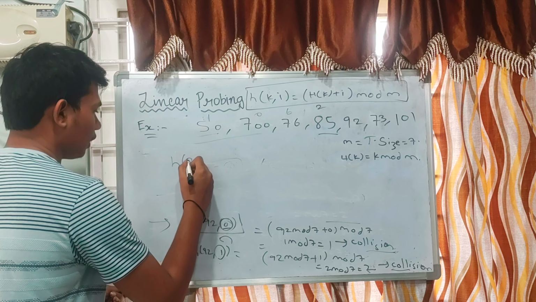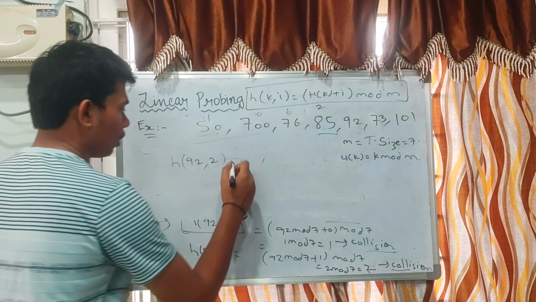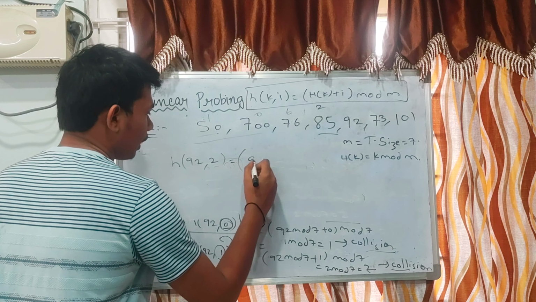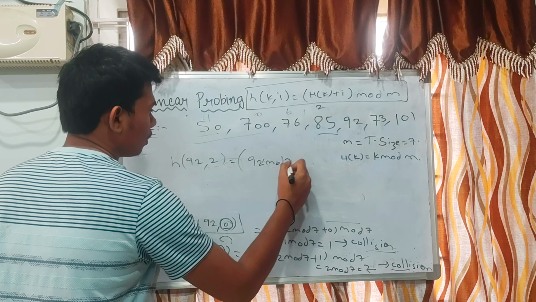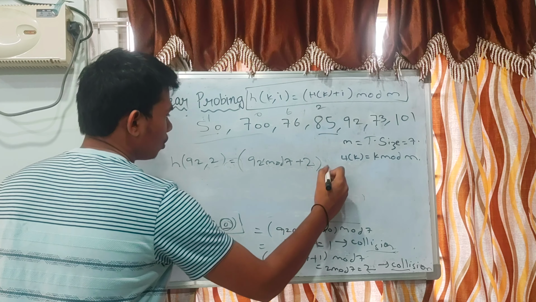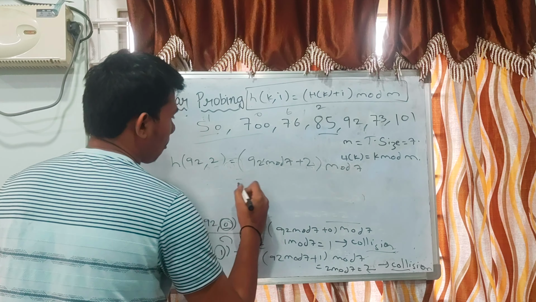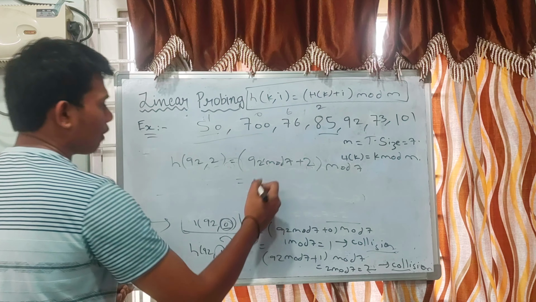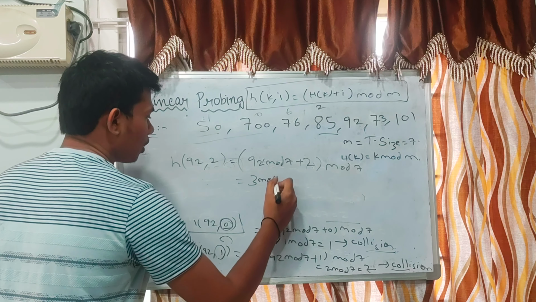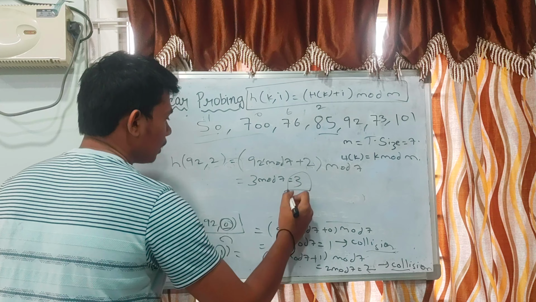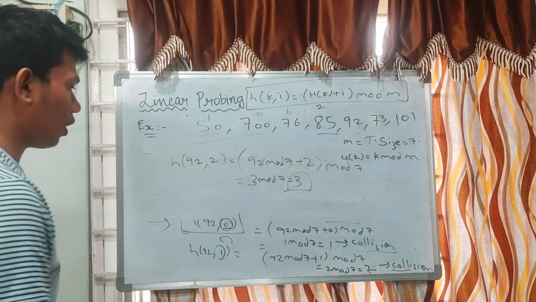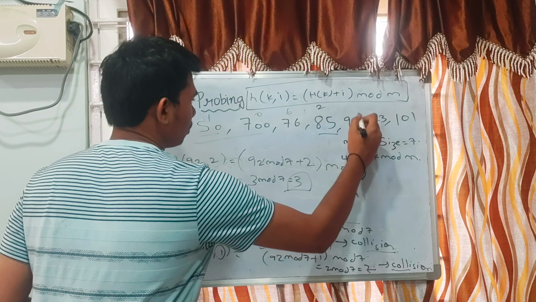So h of (92, 2). Now the value will be (92 mod 7 + 2) mod 7. So 92 mod 7 is 1, and 1 plus 2 is 3. Now 3 mod 7 is 3. So the third location is not occupied, and we can assign 92 to the third location.